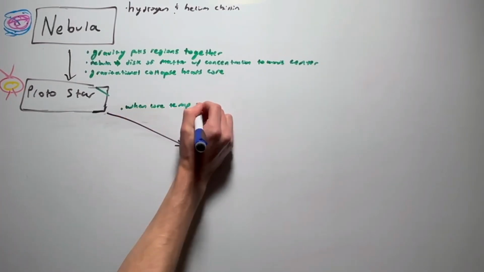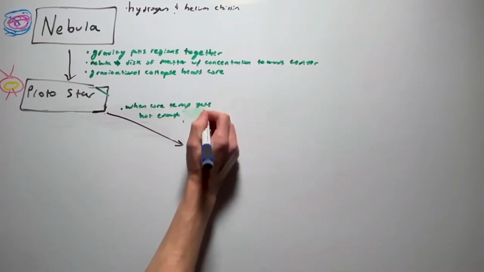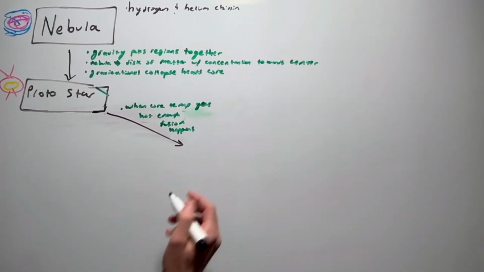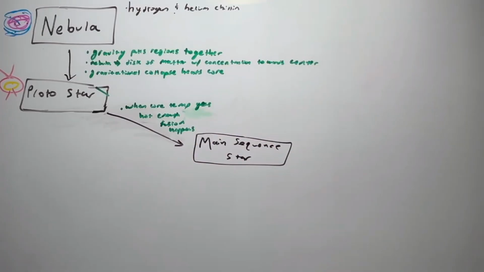Gravity continues to pull matter inward, raising temperature and pressure within the core. When the core temperature reaches roughly 10 million Kelvin, then hydrogen fusion ignites. This marks the birth of a main sequence star. The main sequence stage is the longest and most stable period in a star's life.